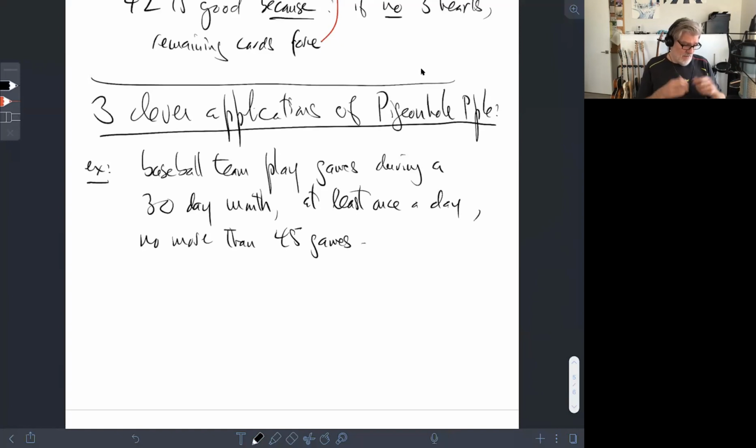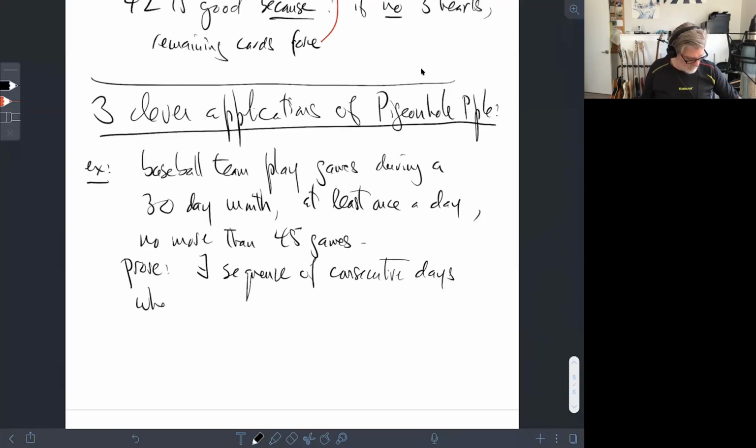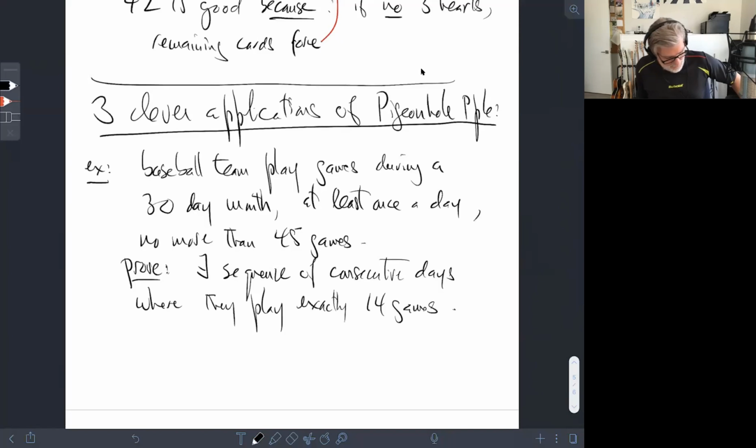Okay, so we have a baseball team. They will play during a 30-day month. They will play a certain number of games, which is at least once a day. It could be more. They could play double headers, triple headers, whatever, but a total no more than 45 games. And we are asked to prove that there exists a sequence of consecutive days where they play exactly 14 games. Okay, this problem is slightly cooked up for the numbers to work, but it's still pretty cool. If you've done math competitions, you may have seen problems like this before. It looks like a math competition problem, not necessarily an easy one.